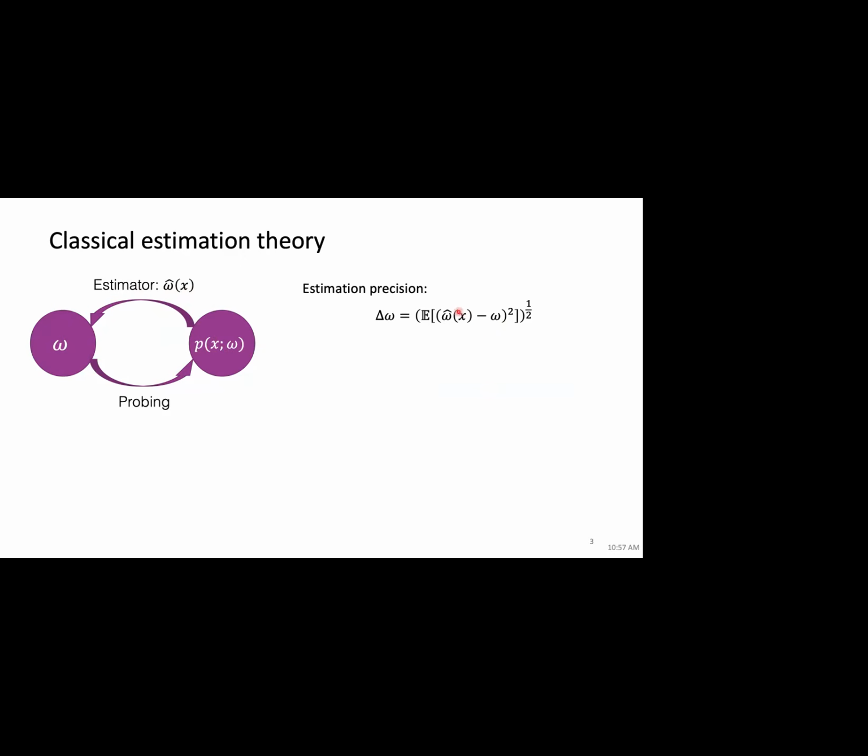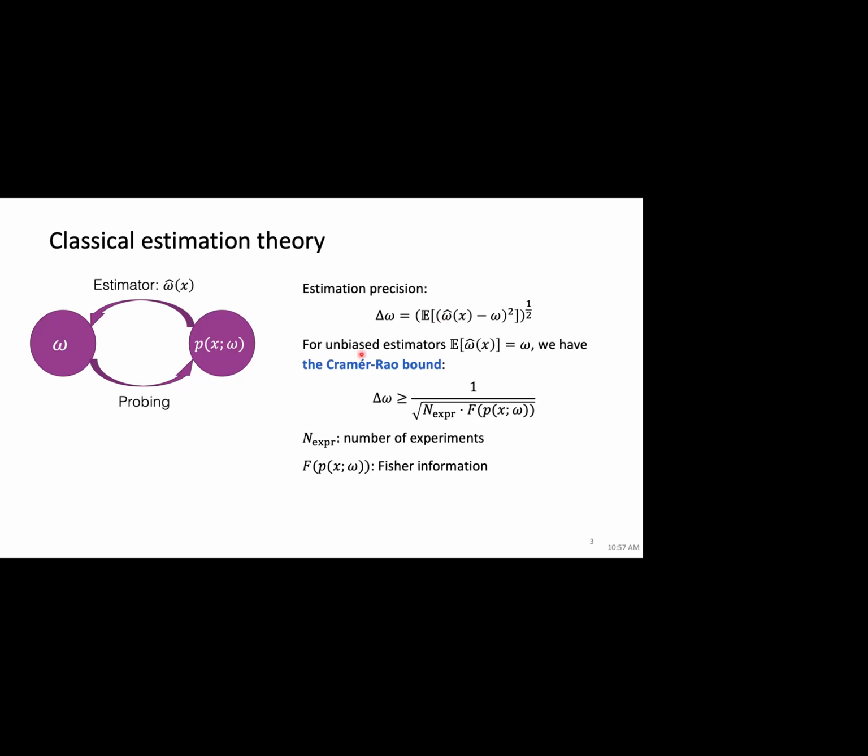We can define the estimation precision to be the square root of the variance of this omega hat. Moreover, for unbiased estimators, we have the Cramér-Rao bound, basically saying that delta omega is lower bounded by 1 over the square root of n times F, where n is the number of experiments and F is the Fisher information. It is a function of this probability distribution, and we can somehow think of it as a distance measure between the probability distribution at omega and the probability distribution at omega plus d omega.